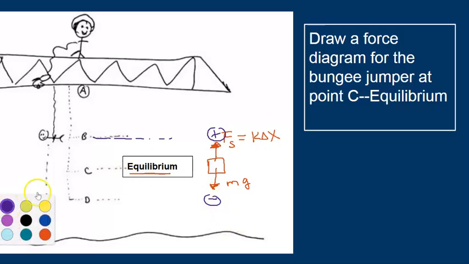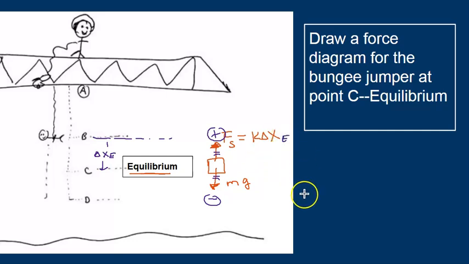Since this is equilibrium, if the question is to actually calculate this distance, let's call it delta x equilibrium, you would set these two equal and solve for delta x. So that's what's true at equilibrium. The force of the spring, the pull from the bungee, is equal to the pull from the earth.